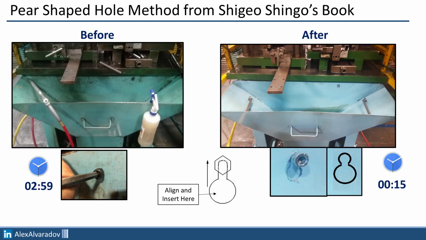As part of the changeover, the first and also the last activity that you have to do is to remove a funnel to be able to place the cart table with the bolster press. To complete this activity, in the before situation, they had to use hex keys, taking almost 3 minutes, and after the team came up with this idea, that is also recommended in Shigeo Shingo's book, they were able to do it in only 15 seconds.